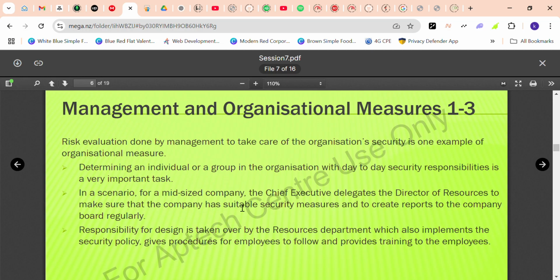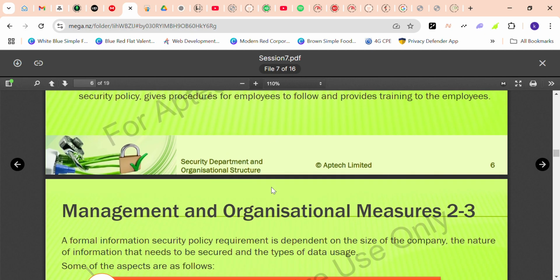Just go. And then we also have, in a scenario for a mid-sized company, the chief executive delegates the director of resources to make sure that the company has suitable security measures and to create a report to the company board regularly. That's also part of it. And also responsibility for design is taken over by the resource department, which also implements the security policy, gives procedures for employees to follow and provides training to the employees. This is also part of management and organization measure.